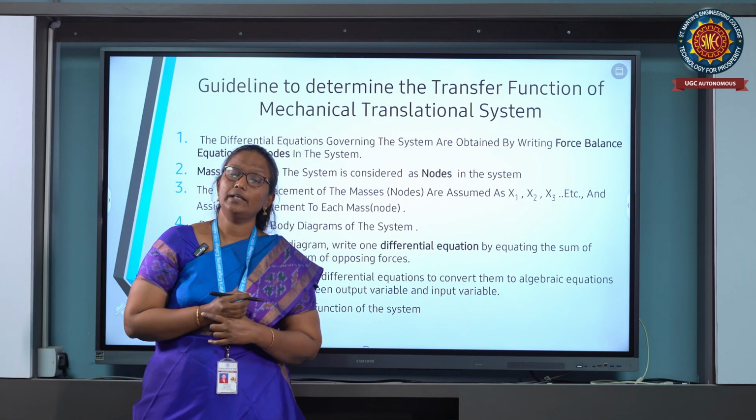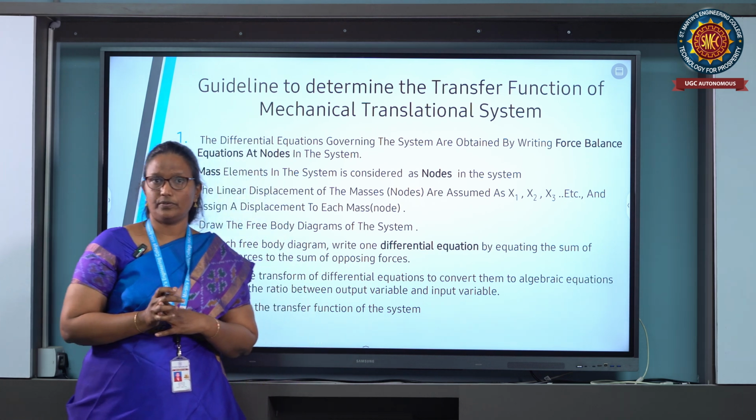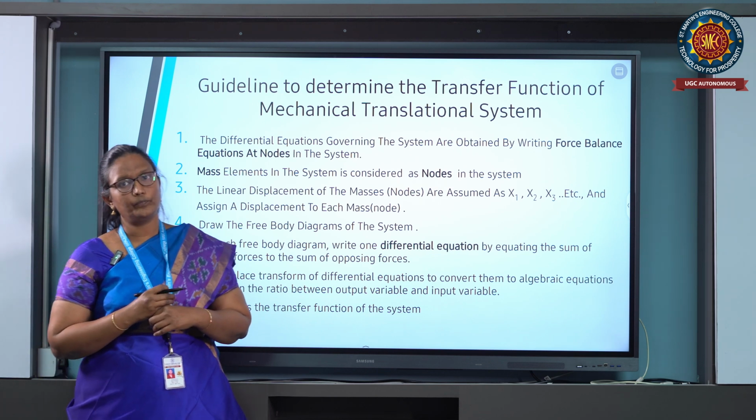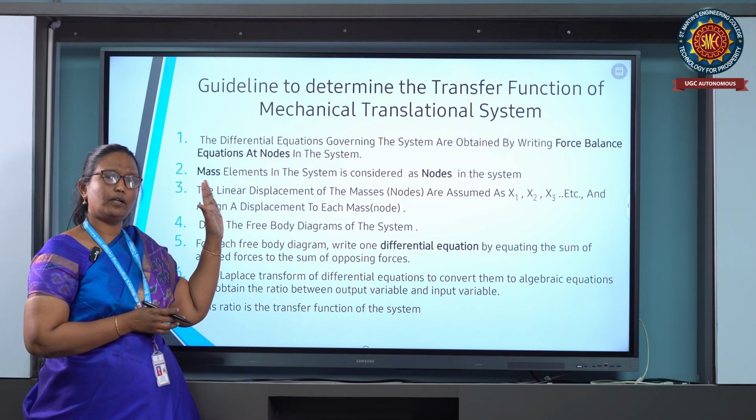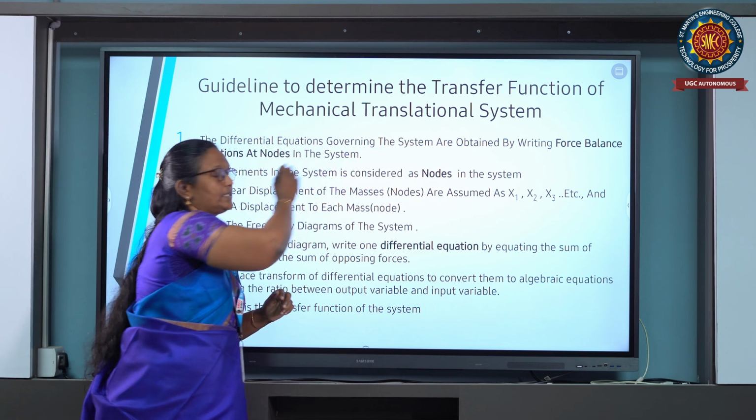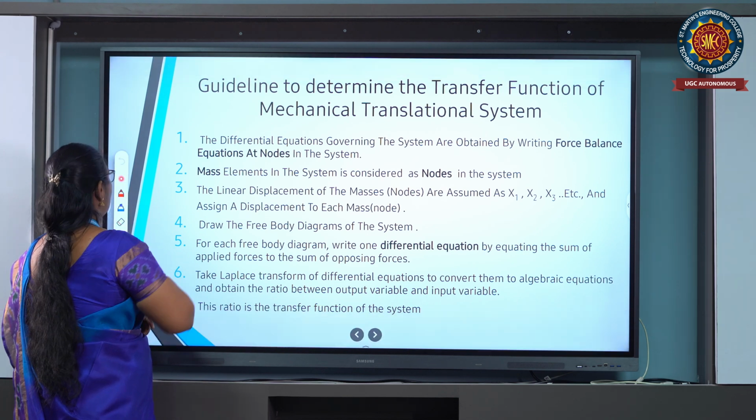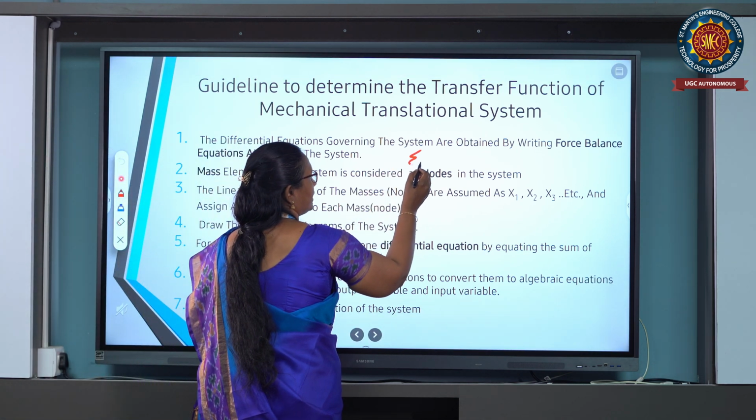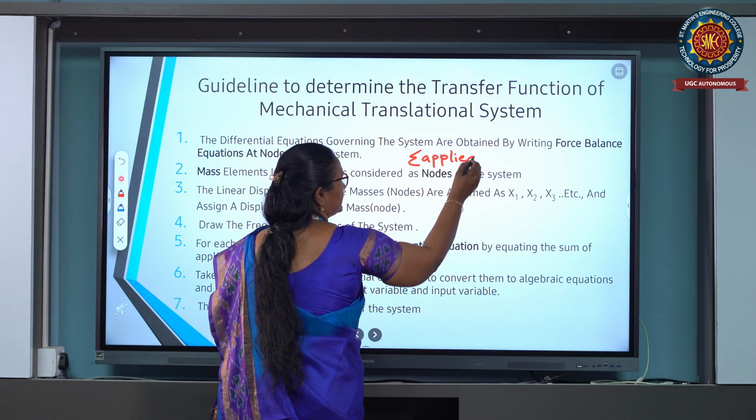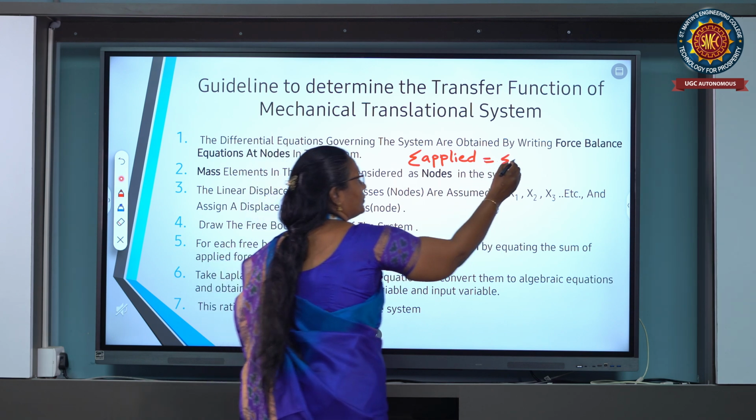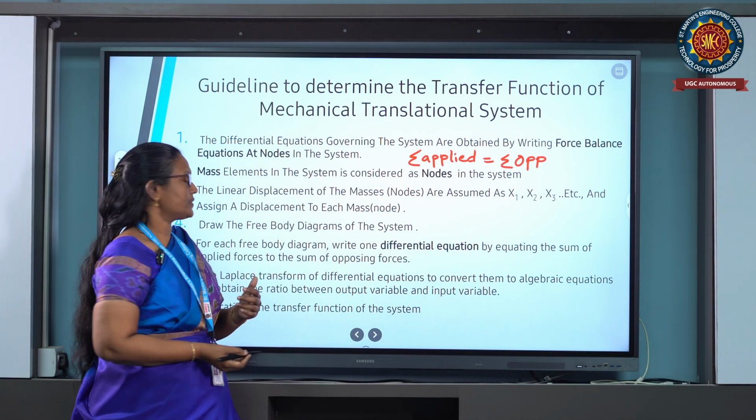Before writing the equations for your mechanical system components and getting the differential equation and transfer function, what is the procedure we need to follow? The procedure consists of certain steps. The first step: we know the system has to be defined by writing our force balance equation. In the force balance equation, according to Newton's law, the sum of the applied forces is equal to the sum of the opposing forces. Using this principle, we are going to write our force equations.